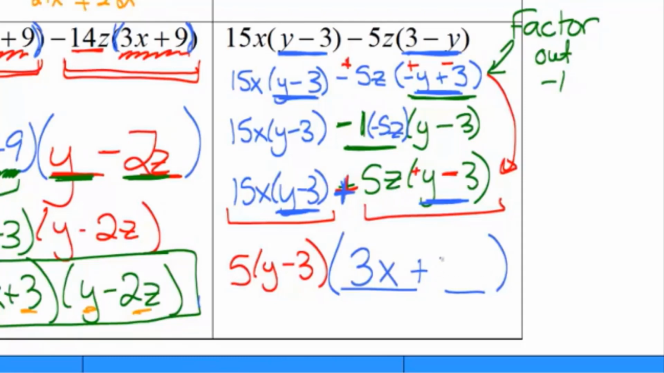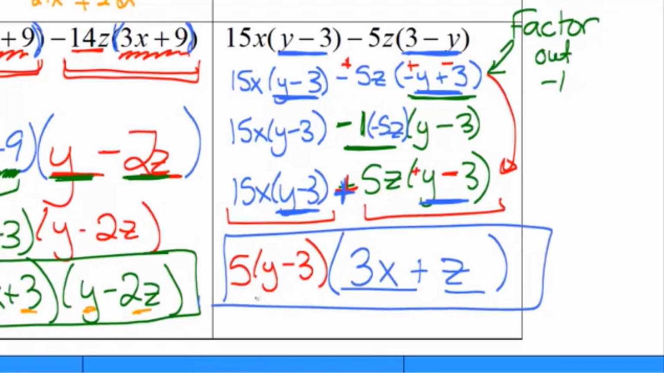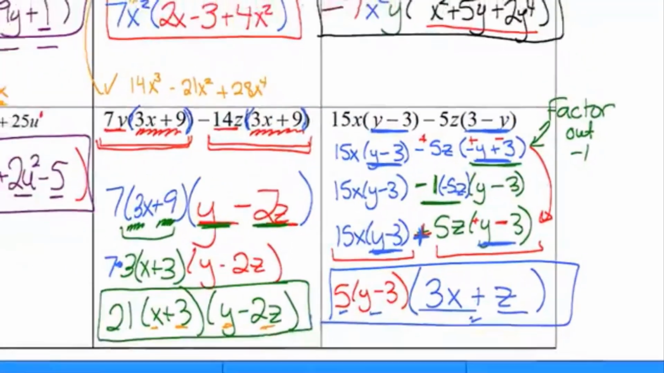5z divided by 5 is just 1z, and I probably don't need to even write the 1, I can just write z. Y minus 3 divided by y minus 3 is 1. Again, I don't need to write that 1. Now I have completely factored this problem. There is nothing else to factor out of the 5, the x, the y minus 3, or the 3x plus z. So now I know I am completely factored.